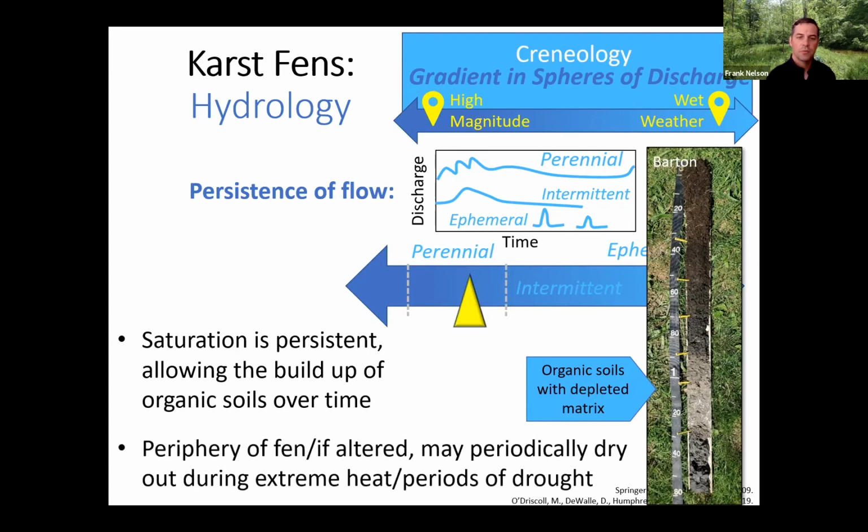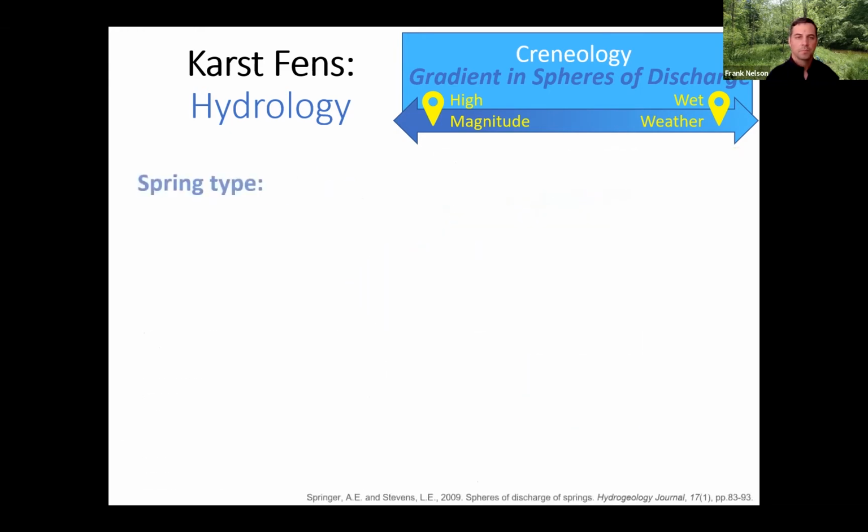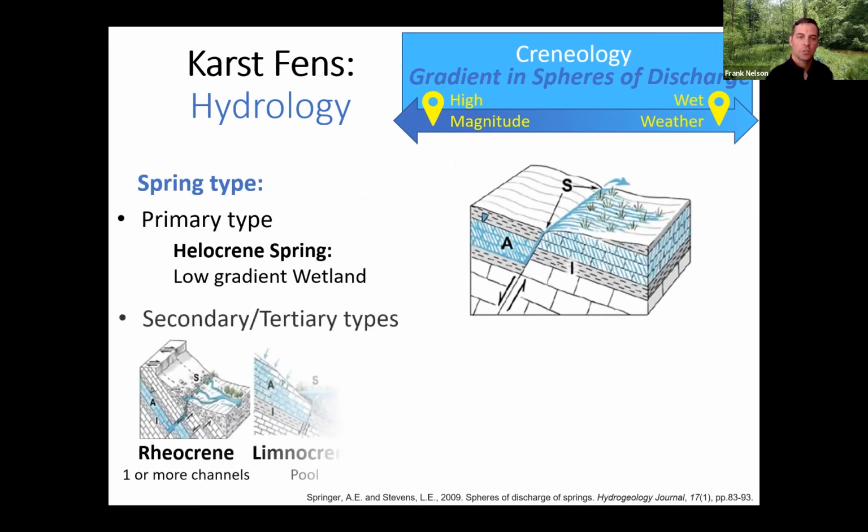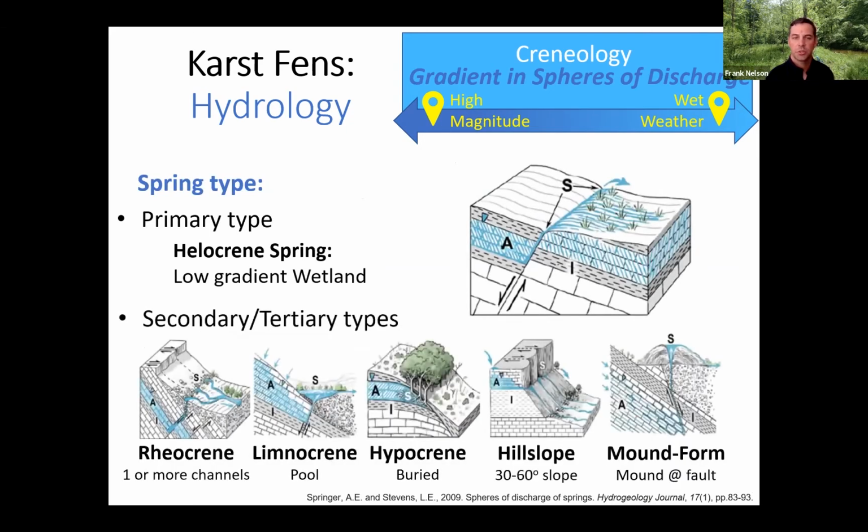On the periphery of a fen, or if the hydrology is altered, these could periodically dry out during periods of extreme heat or drought. In terms of spring type, the primary type is a helocrene spring or a low gradient wetland. However, there are secondary and tertiary types that do occur.